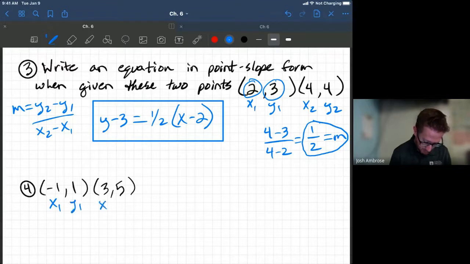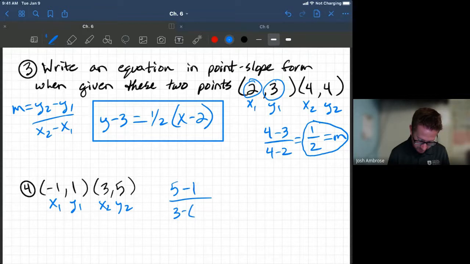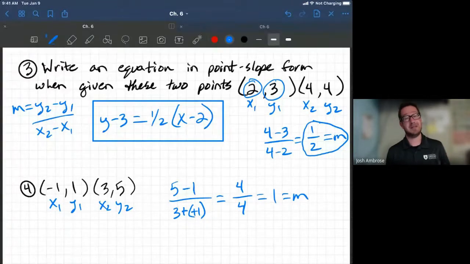x1, y1, x2, y2. So let's go 5 minus 1 over 3 minus a -1 equals 4 over 4, because this right here would become a plus positive equaling 1, which is our slope. Okay, guys, I can't stress this enough, and I know I may say that phrase a lot, but you have to know how to use the slope equation. Every year I have students who are still struggling with the slope equation. You have to know how to do it, how to use it, and be comfortable using it. All right, there you go.